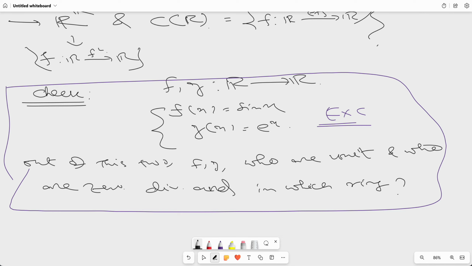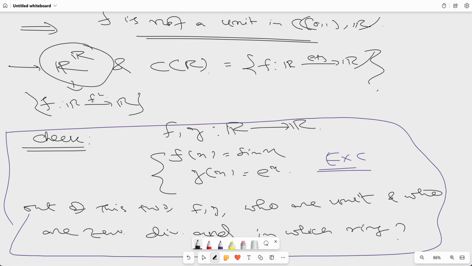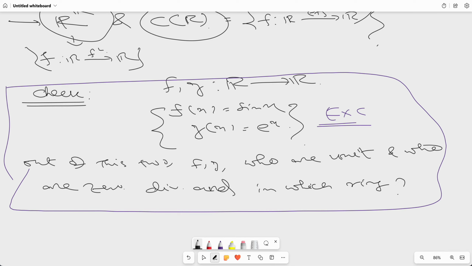Okay, you have two rings, this one is one ring, this one is one ring, so you have to check who among them are zero divisors, who among them are units, in which ring. That's all.